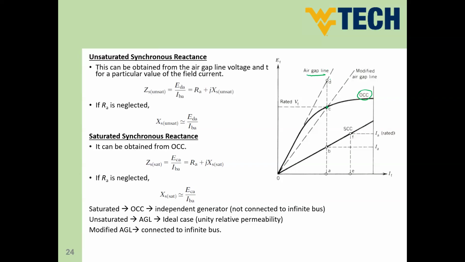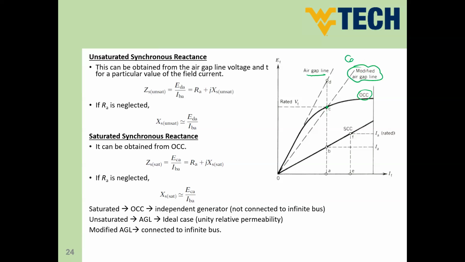And the modified air gap line, we are going to say the modified air gap line is a linear relation, but this relation intersects with the open circuit characteristic at this point. When can we use the lines? The modified air gap line, guys, will be used if the machine is connected to the infinite bus. So if the machine is connected to the infinite bus, we can consider that our relation is linear because the grid is strong enough.